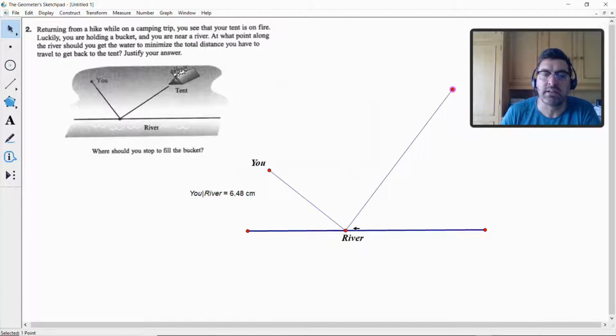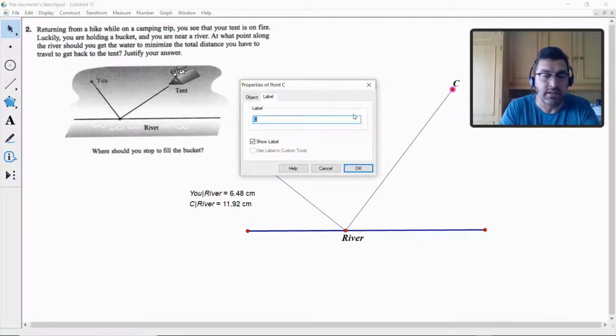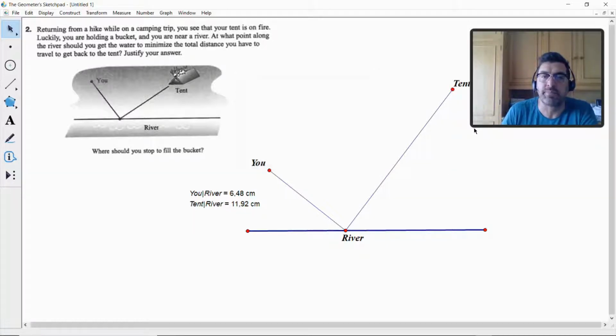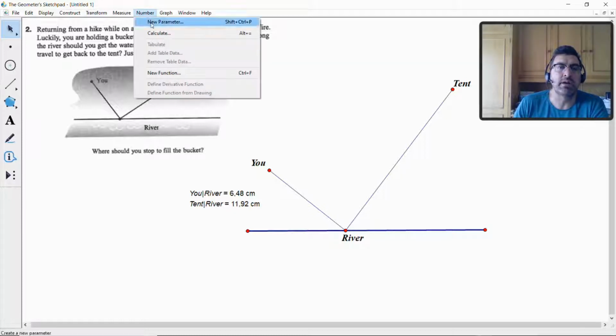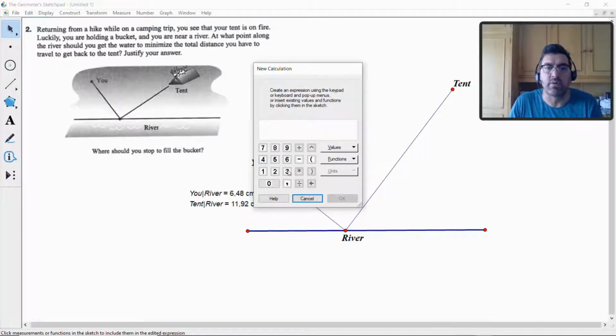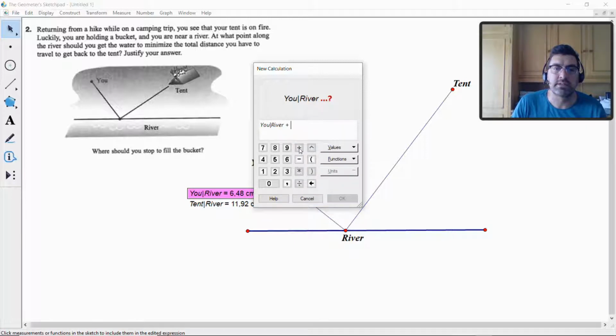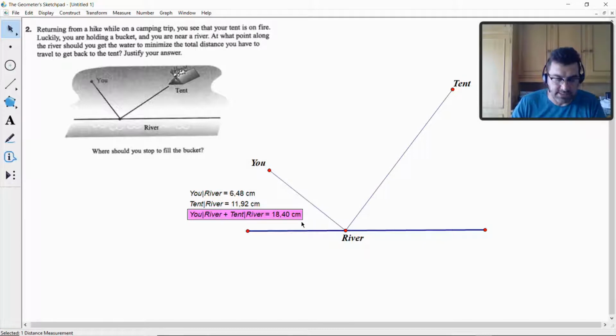And this point here and that point there is where we want to measure the distance as well. So this point C is where our tent will be. Okay, so if we now measure the distance from you to the river and the river to the tent, we tell the computer to calculate that distance for us. Calculate the distance that we want, which is the river plus this one over there. And we can see that that distance is given to us as what? 18.40.